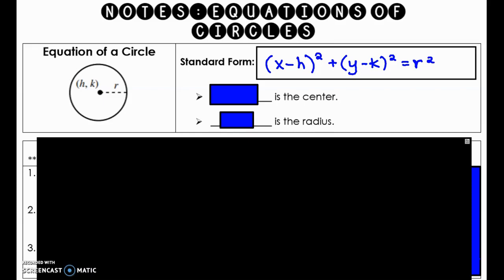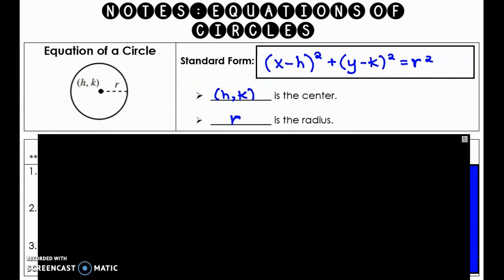The first two are h, k, which is the center point. H is the x value of the center point, and k is the y value of the center point. The last letter we're looking to fill in based on our circle given is going to be the radius, which is r. Remember, the radius is always the distance or length from the center of our circle, that center point, to any point on the outside of our circle.